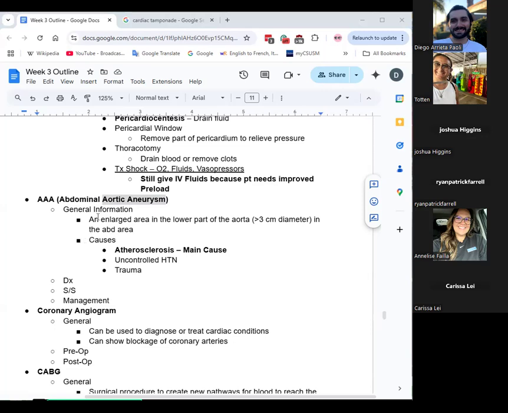But general information: it's a large area, and in this specific case it's abdominal. So in the lower part of the aorta, in the abdominal area, it's bigger than 3 centimeters. Your main causes are atherosclerosis, uncontrolled hypertension, and trauma.